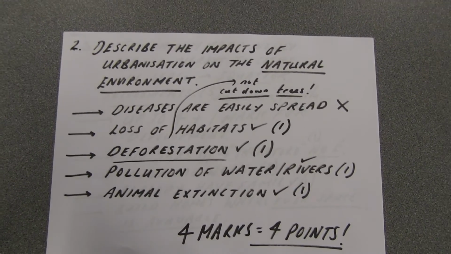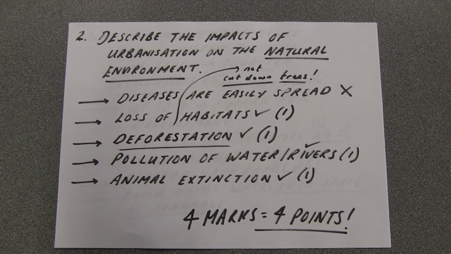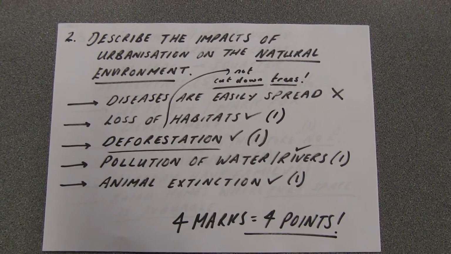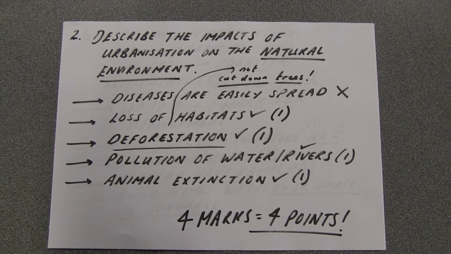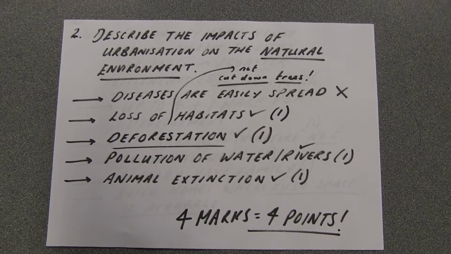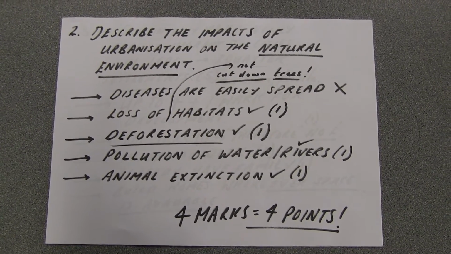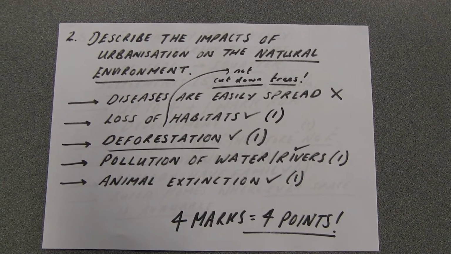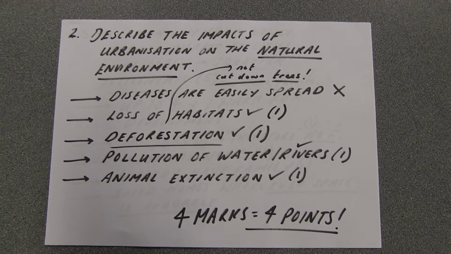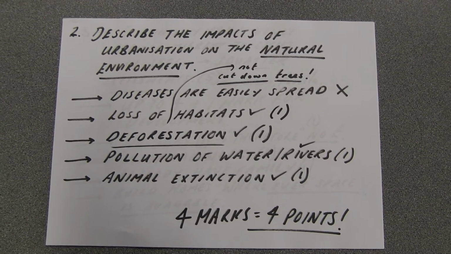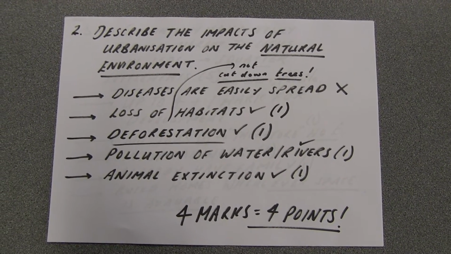Right, the next question was a 4-mark question. Again, not many people read the question properly. It said, describe the impacts of urbanisation on the natural environment. Lots of you are writing things down like higher populations means that diseases spread. That's not an impact on the environment, that's a social impact. So if you wrote about things like that, you couldn't pick up marks. Remember, 4-mark questions are easy. You just need 4 points in order to pick up the 4 marks.